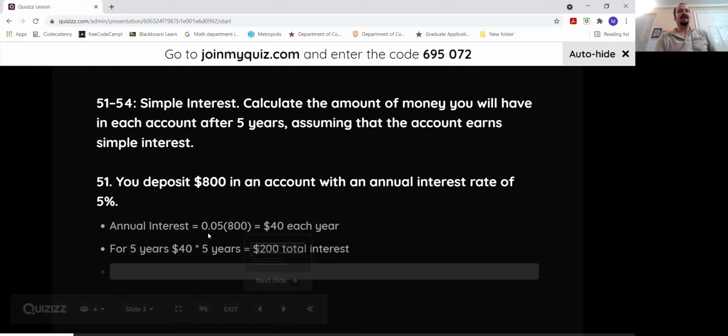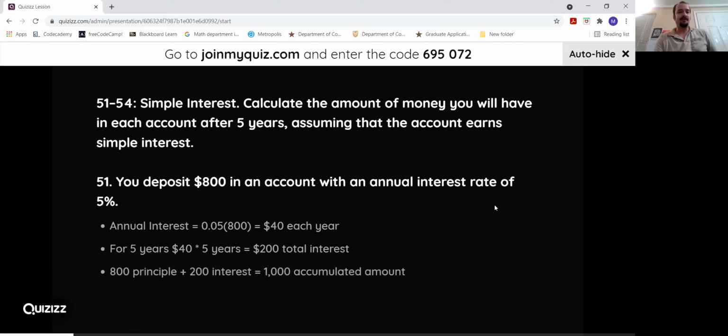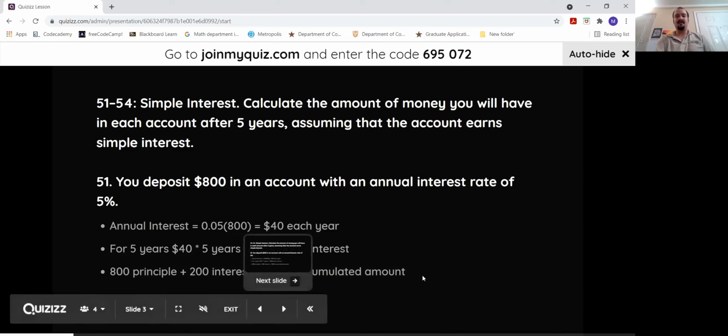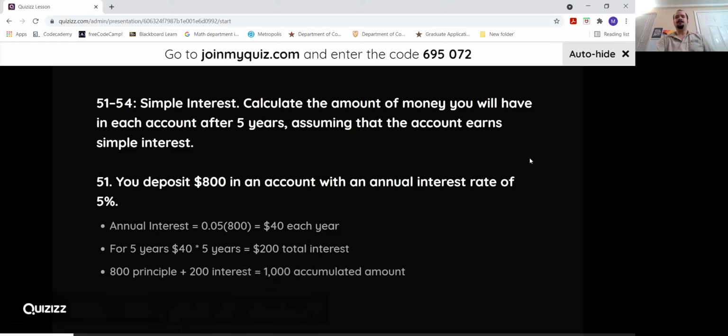It'll be a little more complicated than this. But anyway, we're making 40 each year, which means we're doing 200 in total interest overall. So if we do the 800 principal and the 200 interest, this should be our 1,000 accumulated amount.